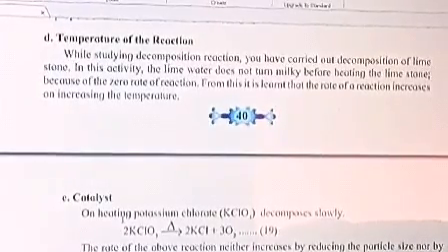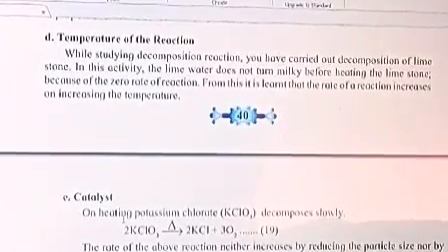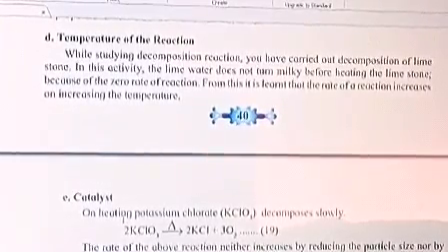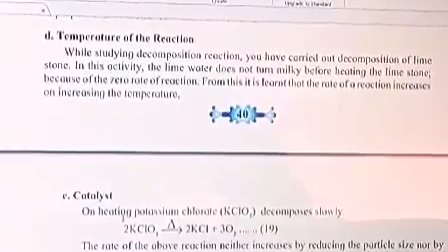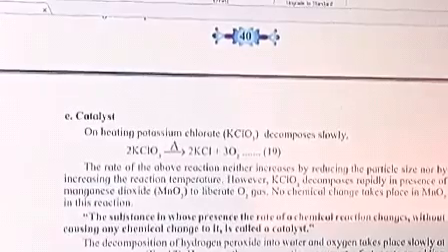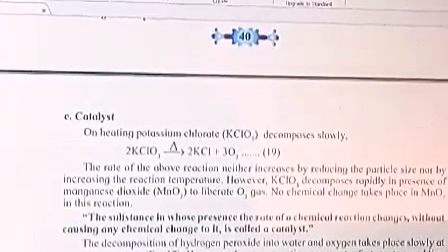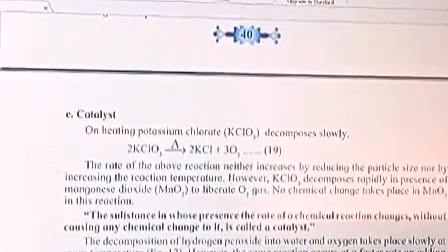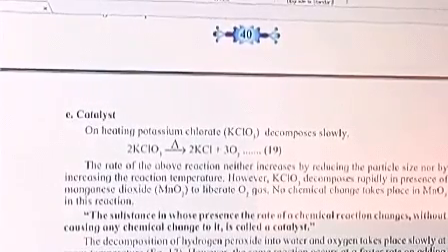Catalyst is a substance which does not take part in the chemical reaction, but because of its presence, the rate of chemical reaction is increased. So such a substance is called catalyst. Let us take one example, decomposition of potassium chlorate, KClO3. When this is strongly heated, it decomposes to give potassium chloride and oxygen gas is given out, as you can see in this equation number 19.